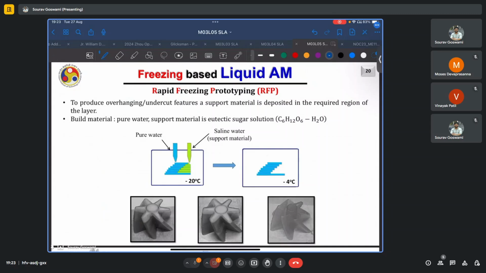the support material. The advantage is that the support material will simply dissolve away or will simply melt away at -4 degrees, whereas your part, which is built of pure water, will melt only at 0 degrees Celsius. Thus, by varying the temperature, you can simply melt away the support. It may also be possible to sublime the support structure away by a suitable combination of temperature and pressure.